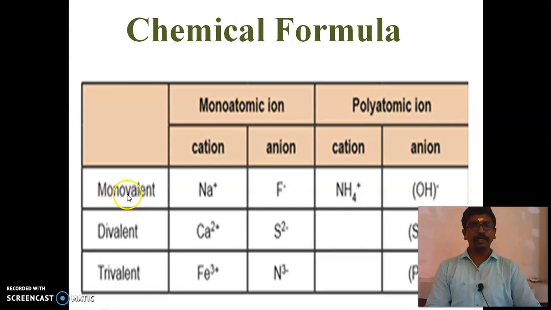For monovalent ions, the cation is Na plus and the anion is F minus. Children, when you look at the periodic table, how many periods and how many groups are there? There are 7 periods and 18 groups. In that, the first group elements are all having the valency plus 1.